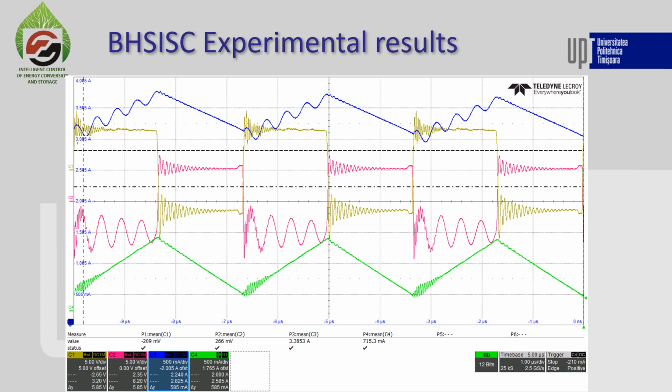So even if this converter has very good results, we still have to improve this topology to remove the oscillations in a similar way to how we removed the oscillations from the hybrid switched inductor converter.